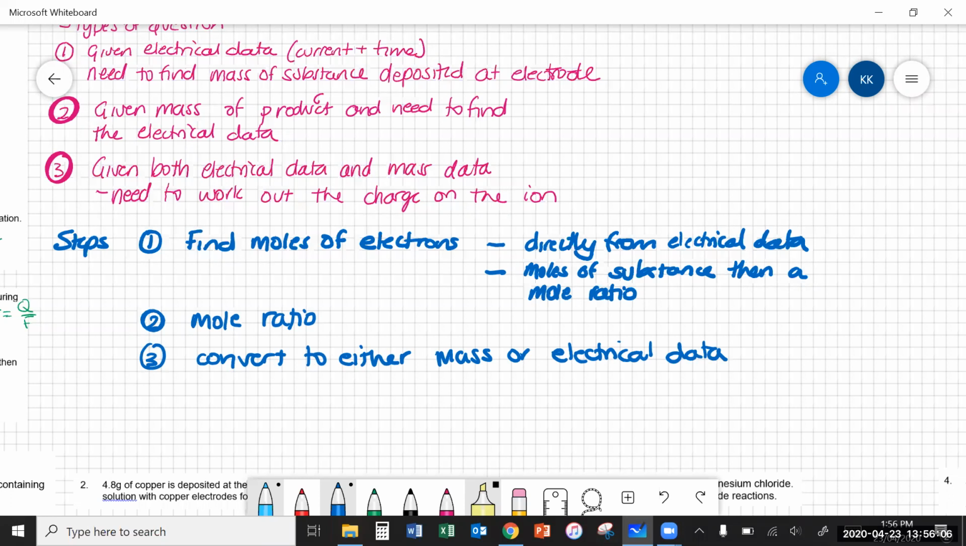We always need to start with, our starting point is always our balanced half equation. So that's always where we're going to start. Let's have a look at the examples in your book.